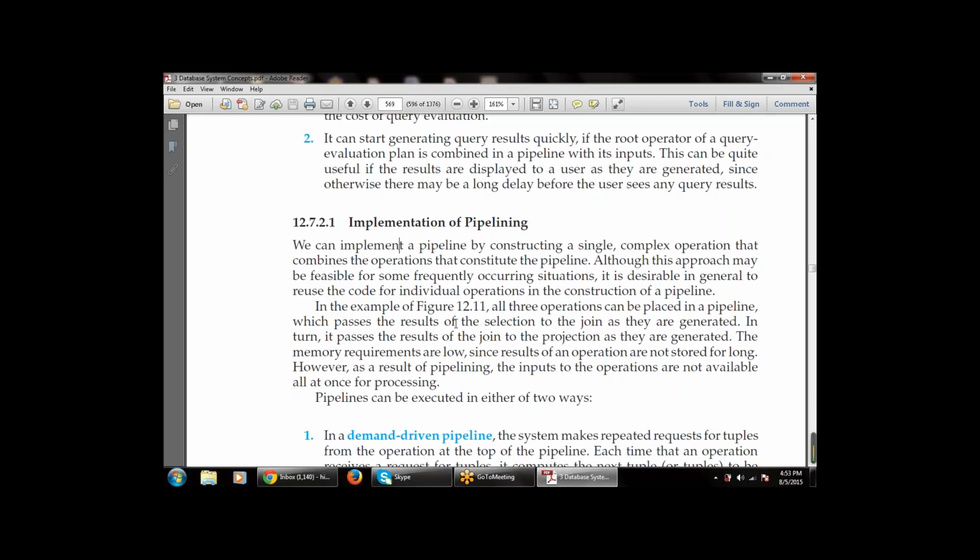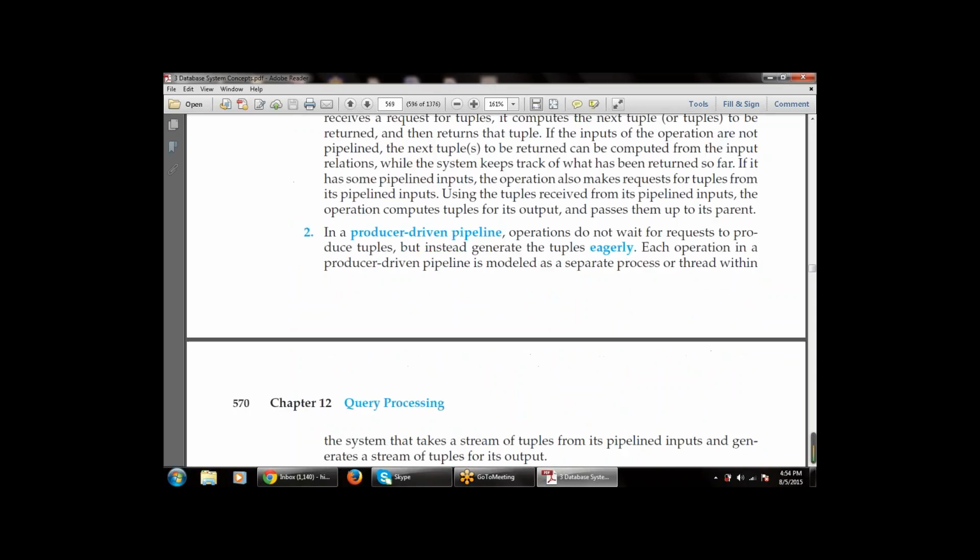So we can implement pipelining by using a single complex operation that combines the operations that constitute a pipeline. Multiple operations are combined to do the work of a single pipeline. Although this approach may be feasible for some frequently occurring situations, it is desirable in general to reuse the same code for the individual operations in the construction of a pipeline. In the example, all three operations can be placed in a pipeline. Figure 12.1 displays the content of three operations in a single pipeline.